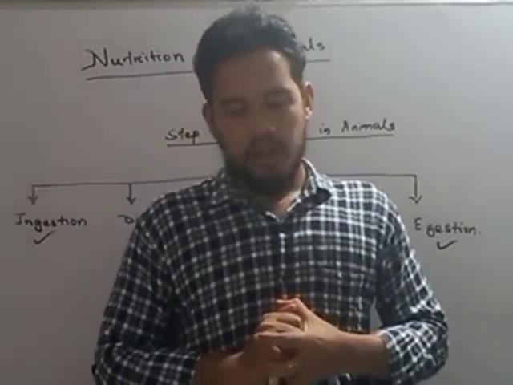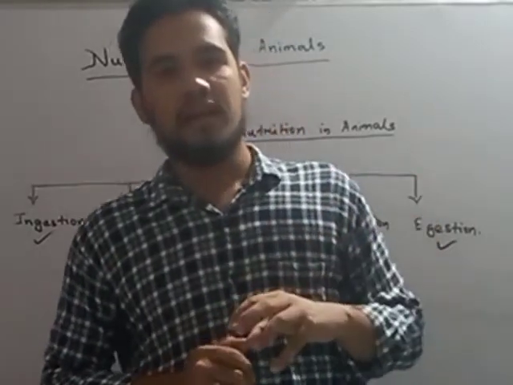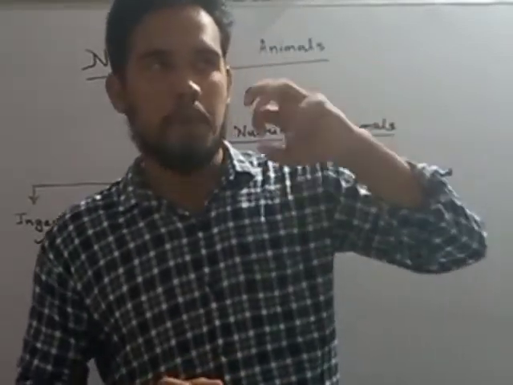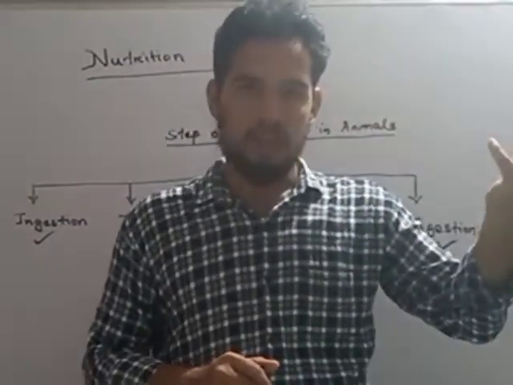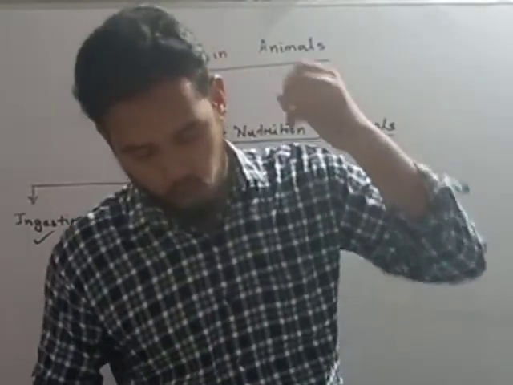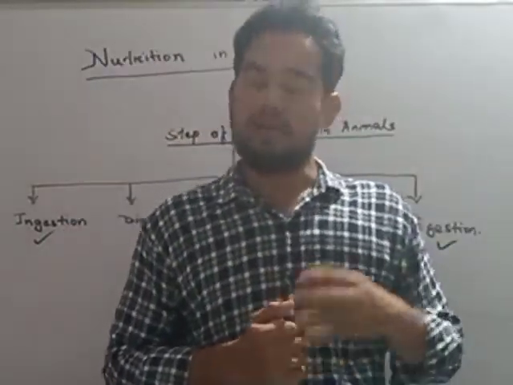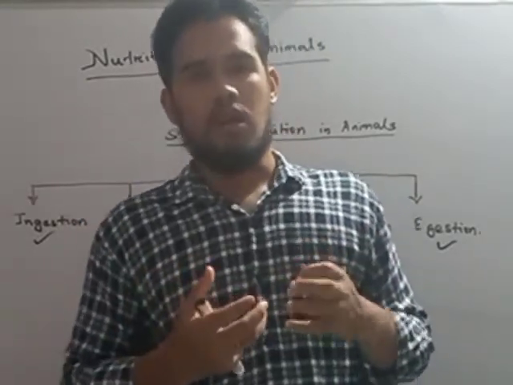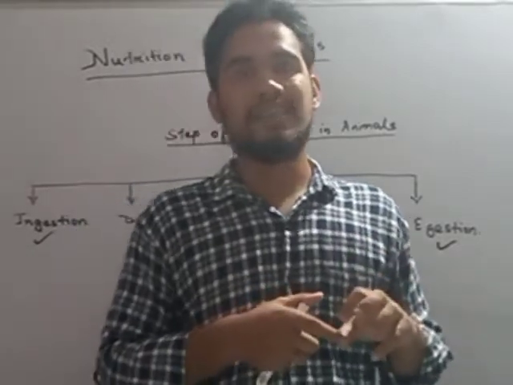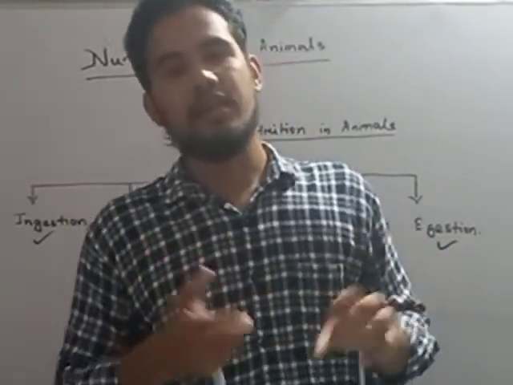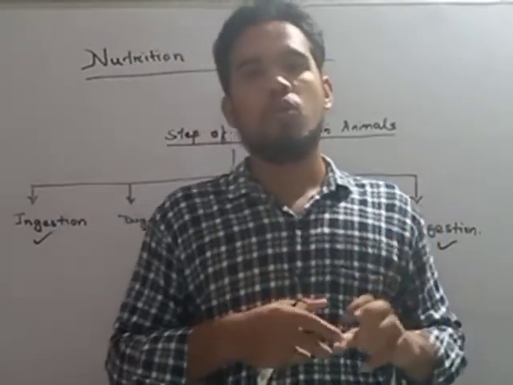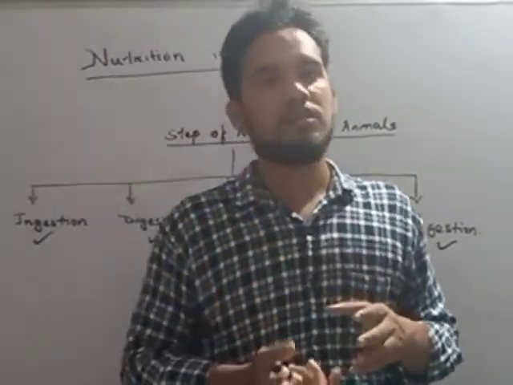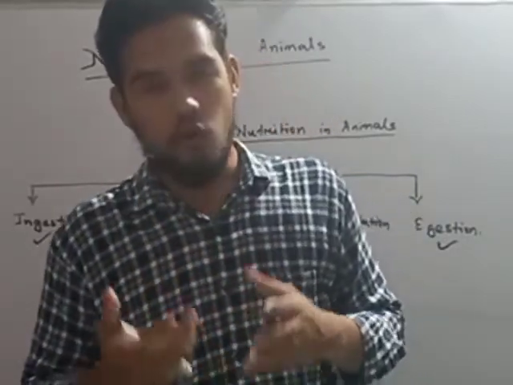Then spider: if you consider a spider, it injects venom into the prey, into the other organism, to take the food. And if we consider earthworm, they have a muscular pharynx. Now, what is pharynx? Pharynx is a tube which is connected to their esophagus. Esophagus, that is, the food pipe, is connected with it.